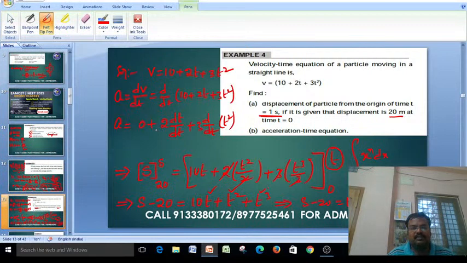d by dx of x^n gives n x^(n-1). So finally you will get the acceleration equation. Here you will cancel this one. This is 2 plus 3 times 2, that is 6t. This is the acceleration equation.